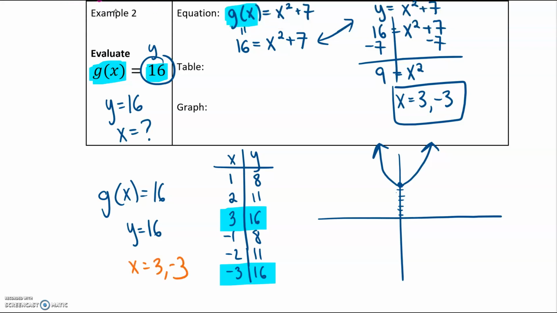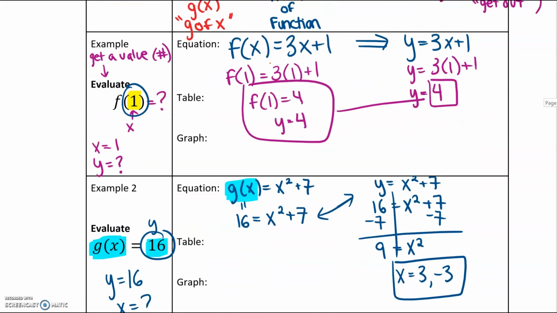Or if you had a graph, you could do the same thing. So find where your y value is 16. So here's y 7. 16 would be all the way up here somewhere. You could find those points and say, I would have graphed this more specifically, but you'll get the idea. So those points would be these. You'd say, okay, when y is 16, my x is equal to 3 or negative 3. Okay, so whether you have an equation, table, or graph, you can use function notation to evaluate. Evaluate just means get a value.